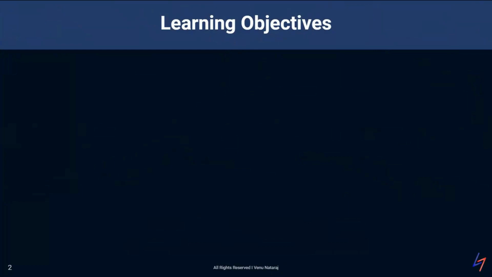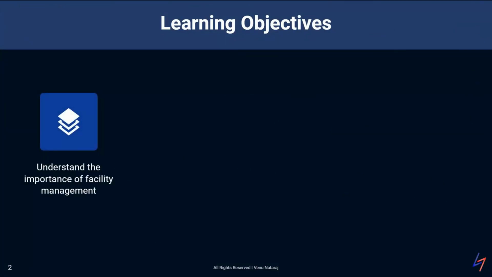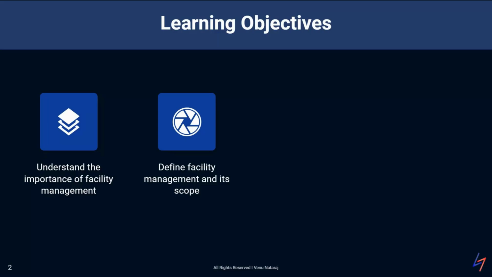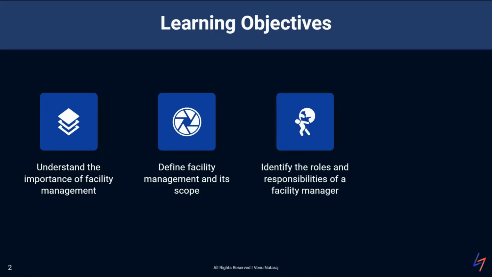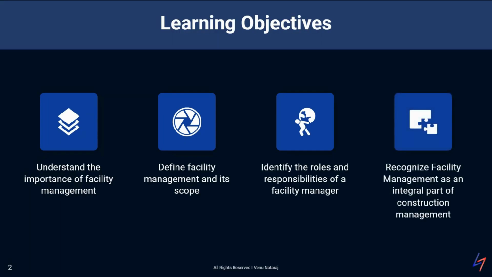Our objectives today are essential for grasping the full scope of facility management. We'll first understand why facility management is critical in any organization. We'll define the scope and the key components of facility management. Identify the various roles and responsibilities of a facility manager. Recognize how facility management integrates with construction management for a holistic approach. For instance, in the maintenance of sports stadiums like Wembley, facility management ensures the venue is safe, clean, and operationally ready for every event.